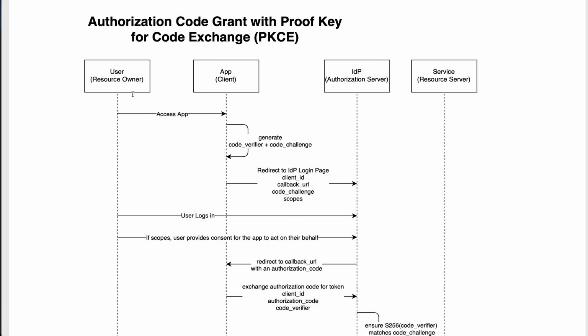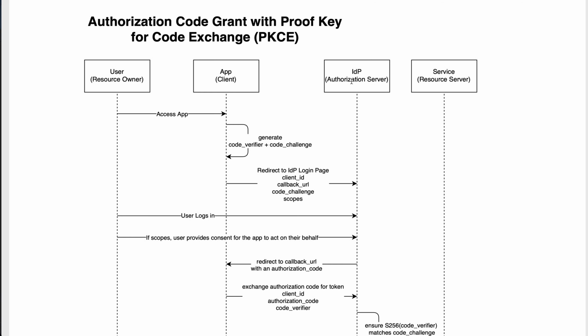So in this flow, we have four actors: the user, app, identity provider, and the backend service. The user, or in OAuth 2 speak, the resource owner, is the person who owns the resources, such as a person with a bank account. Then we have the app, or client in OAuth 2 speak, like, say, a mobile banking app on your smartphone or your Facebook or Twitter app.